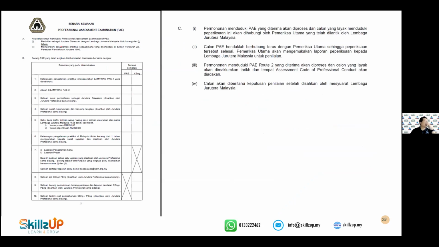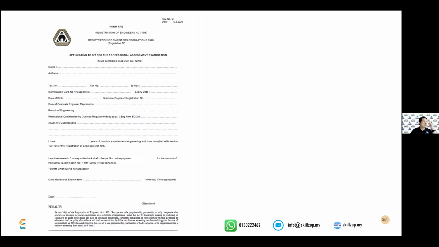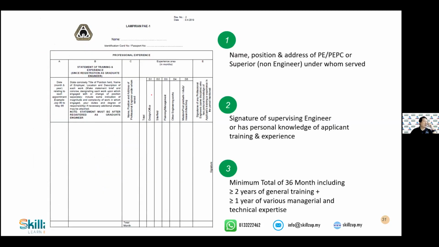So this is important. They clearly stated that you are registered as a graduate engineer and have experience of no less than 2 years. So this is very important. If you have 2 years and a half, I think it is not meeting the requirement. And enough practical experience, as stipulated over here, right? So this is the experience.